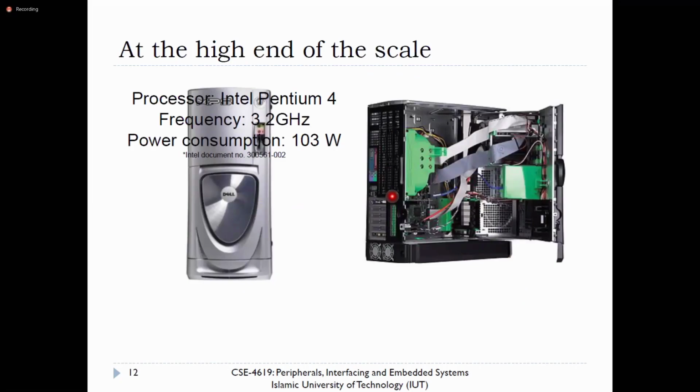So nowadays you can consider that this is at the high end of the scale: what a computer system currently has, how it is configured. Though it's an Intel Pentium 4, from the Pentium 4 we started using a 3.2 gigahertz clock speed, and the power consumption is 103 watts. So this is at the high end of the scale.